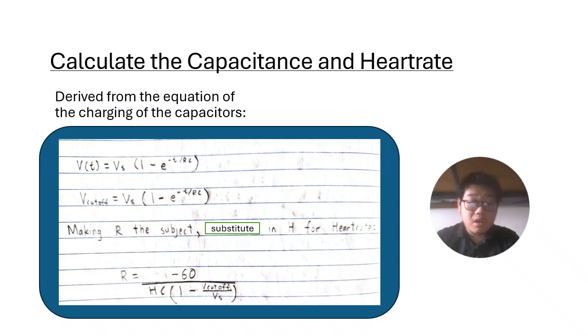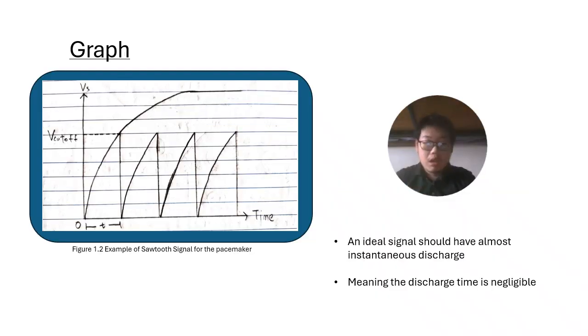If the value needed to find is the capacitance, simply make it the subject of the equation and basically just exchange place with the R. The graph on the right here visualizes the output of the timing circuit. As you can see, it is a sawtooth signal that should be the ideal output of the pacemaker.